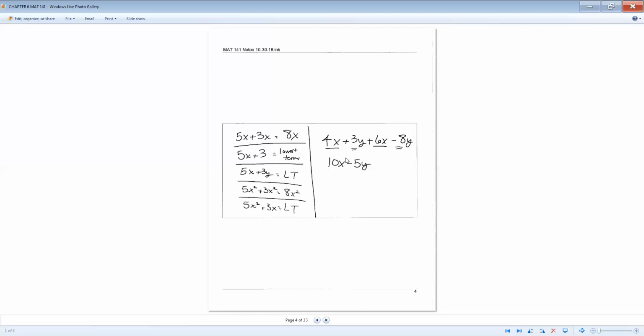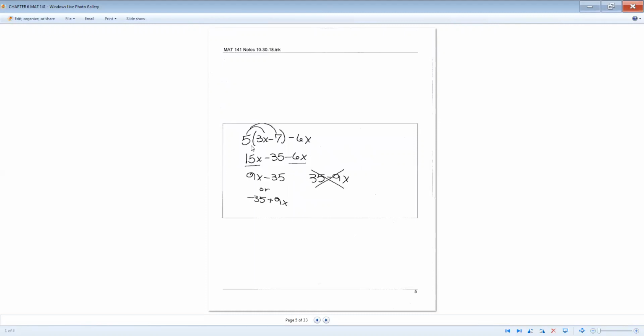So if I had the expression 4x plus 3y plus 6x minus 8y, and I wanted to simplify or combine like terms, I would do 4x plus 6x, which would be 10x. 3y minus 8y would give me a negative 5y, so it's 10x minus 5y.